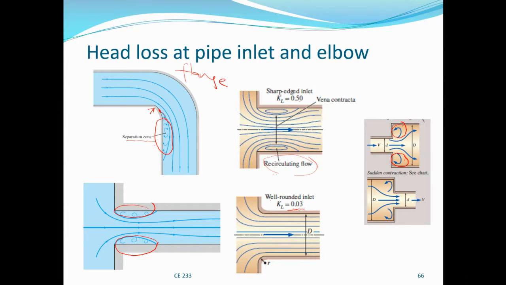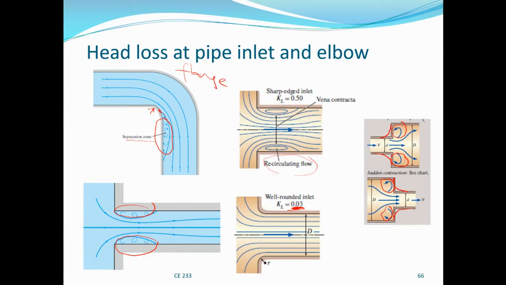Okay, the same thing when you have a sudden contraction. When you have sudden contraction, you still have the separation zone here. But if you have a smooth, rounded surface, it will be better. It will reduce the energy loss. If you have a smooth, rounded contraction surface, the energy loss will reduce. As you can see in this case, the energy loss is reduced because the minor loss coefficient is dropped significantly, by one order of magnitude.